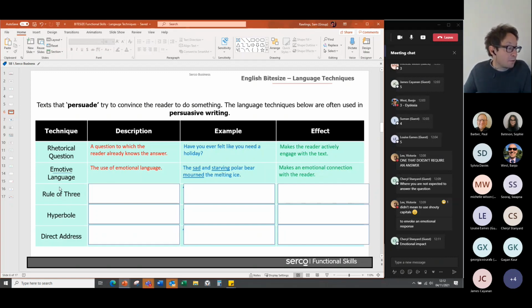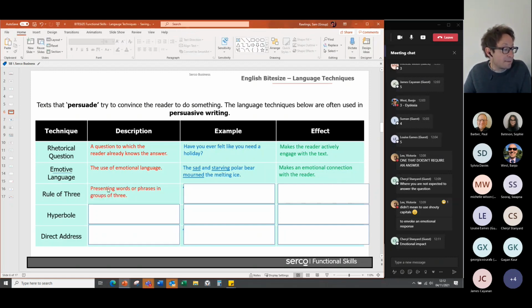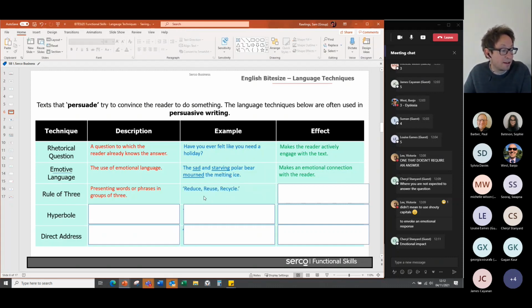Good. Then we've got the rule of three. I'm just going to reveal this because you may or may not know this. But rule of three is presenting words or phrases in groups of three. So let me give you an example. And we've got obviously COP26 happening. Recycling slogan, reduce, reuse, recycle, which I'm sure many of you have seen before.